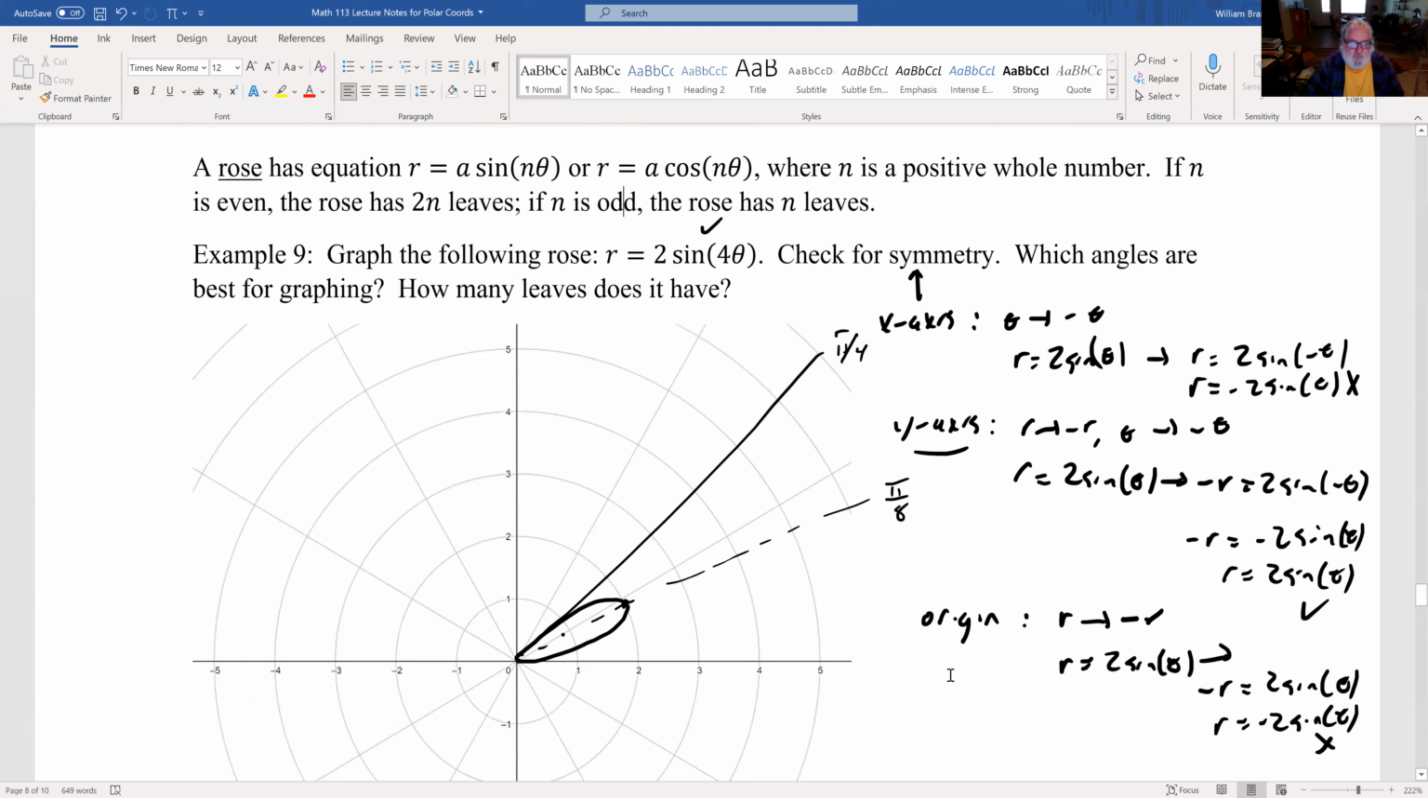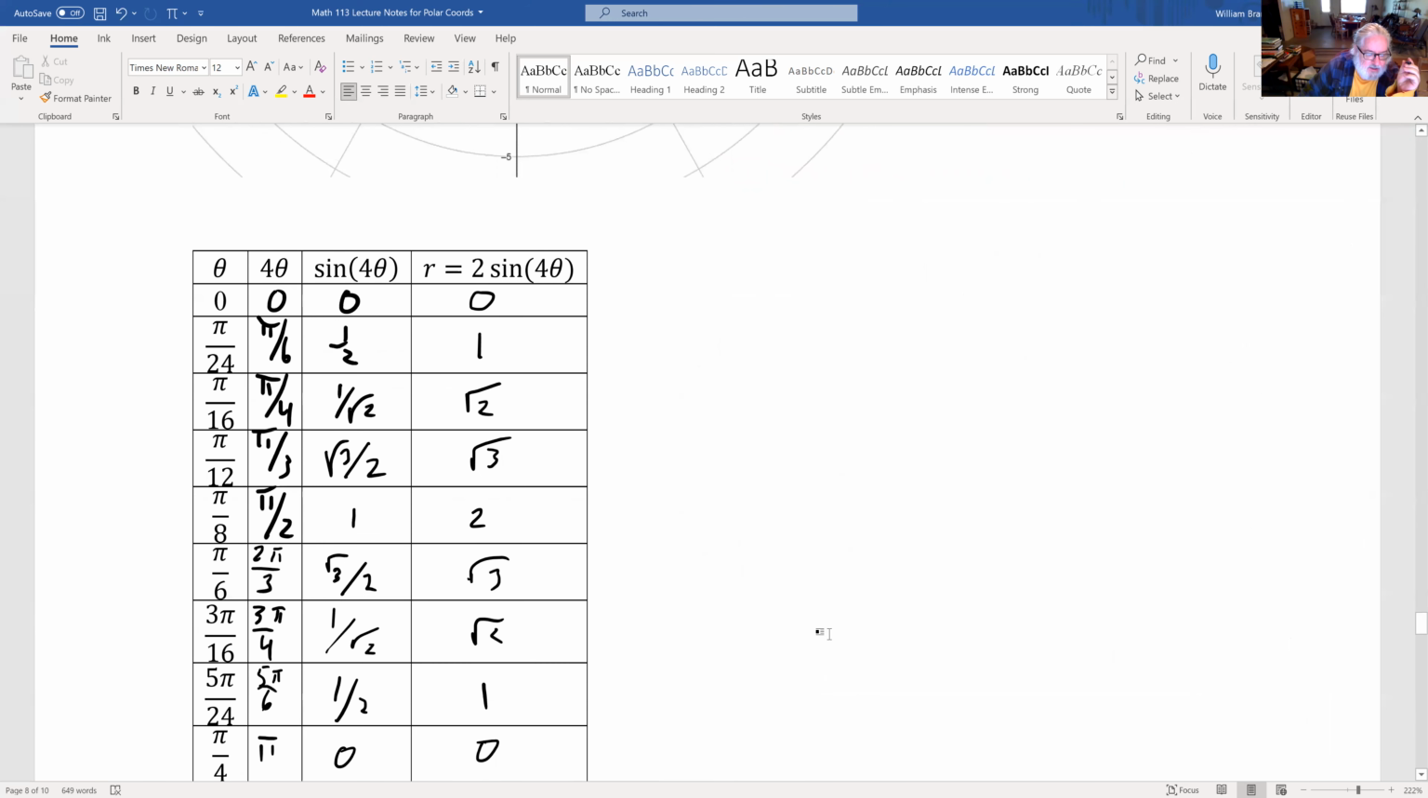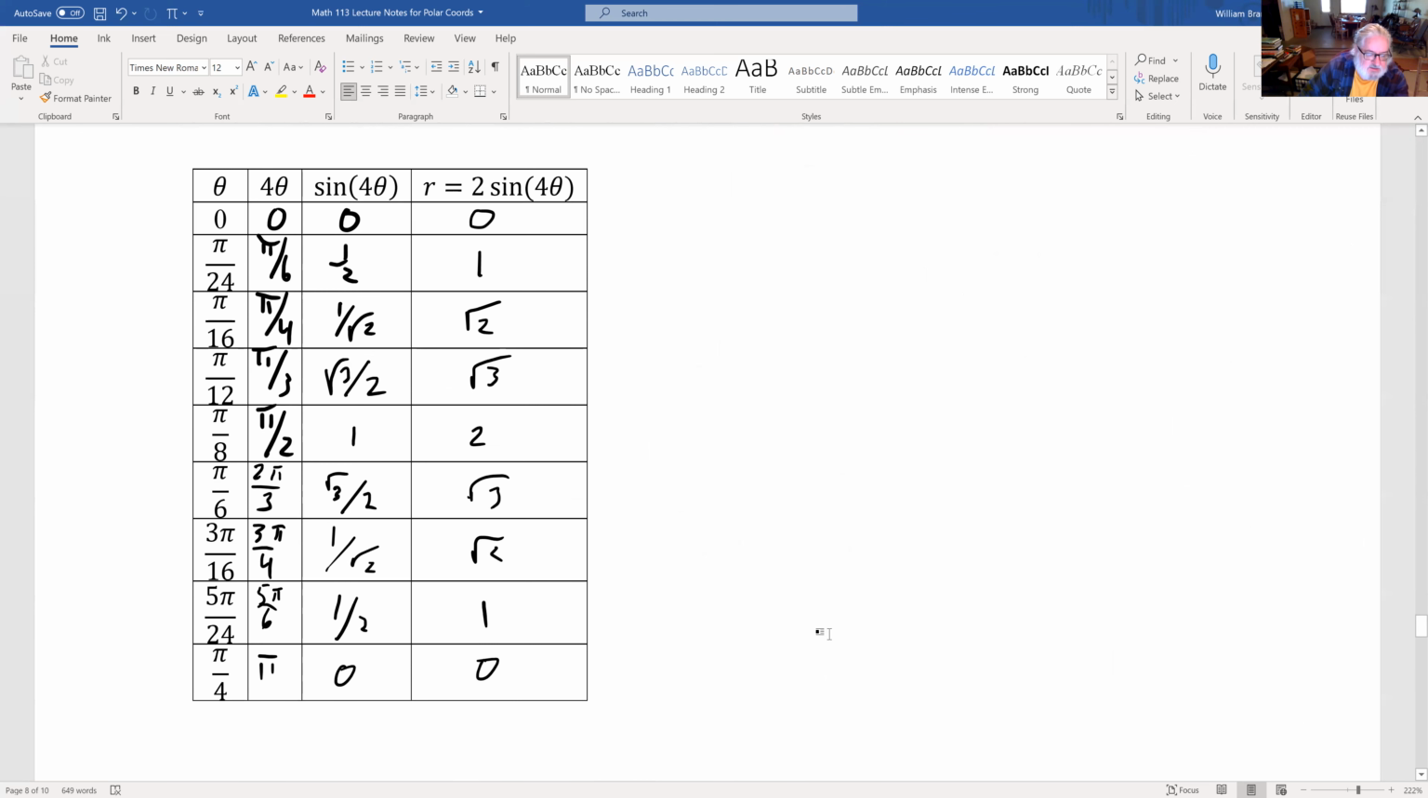Okay, so what about from pi over 4 to pi? What are we going to get? Well, we've seen before that we'll get the same angles, except all the signs will be negative, because if theta goes from 0 to pi over 4, 4 theta goes from 0 to pi. So pi over 4 to pi over 2 means that 4 theta will go from pi to 2 pi, which means that all the signs will be negative. We'll get the same numbers in the same order, except they'll all be negative. So what does that mean for our graph?